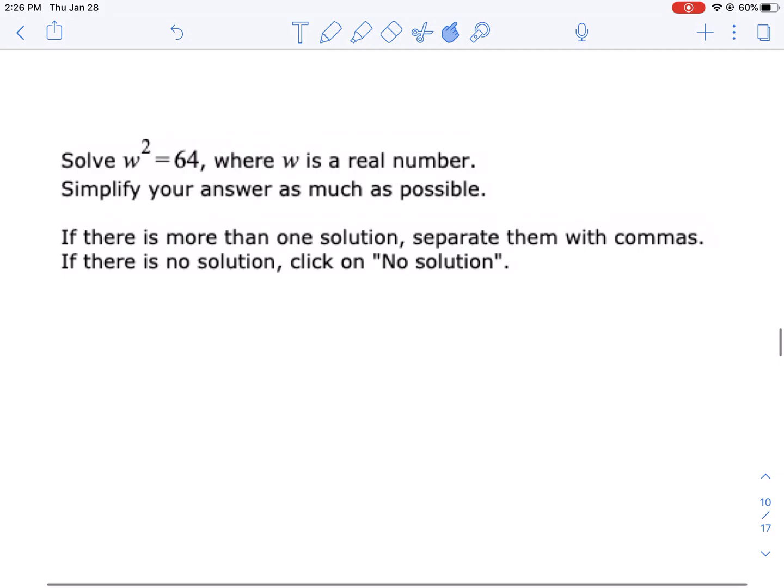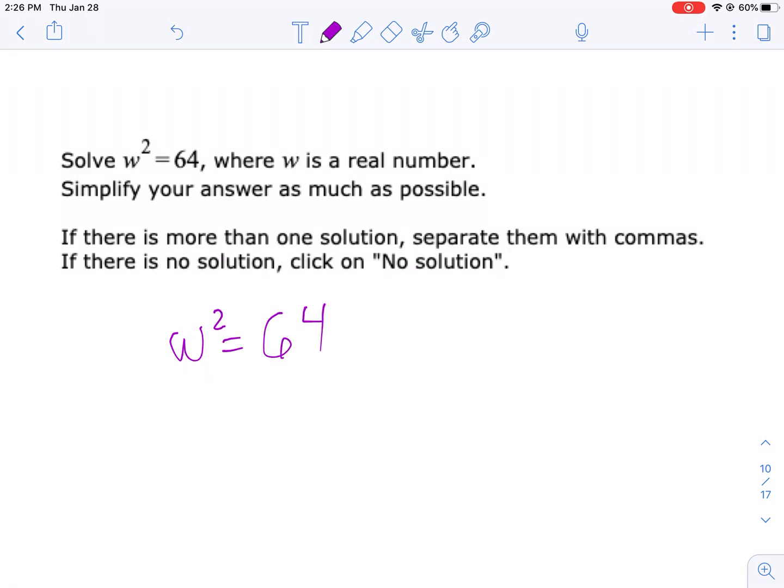Okay, this one. Solve w squared equals 64. This is actually simpler than completing the square. This is a problem you did before completing the square. So w squared equals 64.